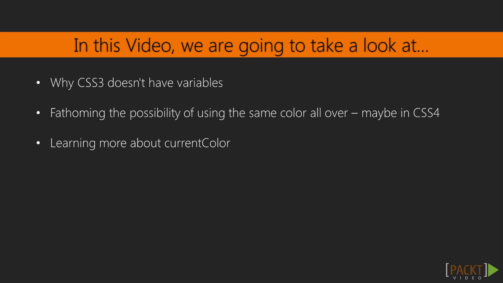Although there is one variable, and only one variable. It's called currentColor. It is incredibly cool, incredibly useful, not as useful as it could have been if we had complete control, complete variables, but hopefully there will be in the future. For now, there's only currentColor. Let's see it in action.